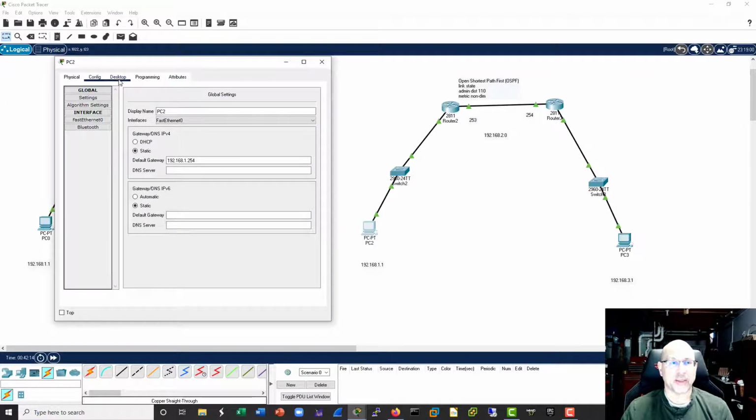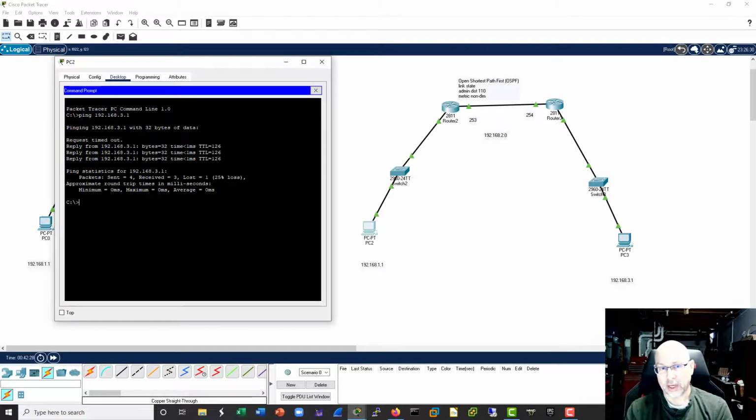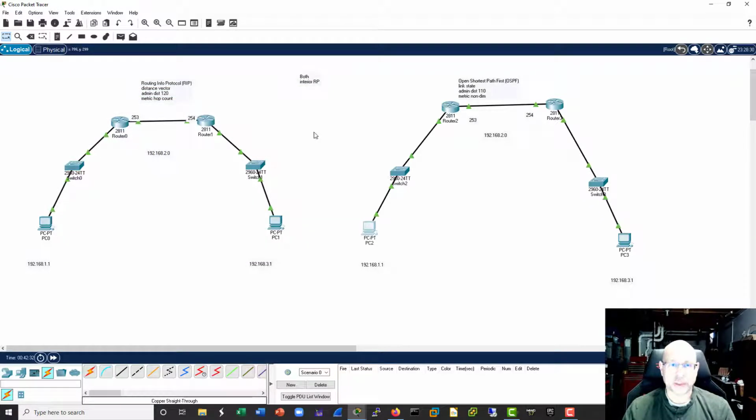Let's verify that our topology works. And we'll wait for the ARPs to update again. There we go. All right, so everything works. Huzzah. So there we have it. 2 really, really simple topologies. One is running RIP, one is running OSPF.